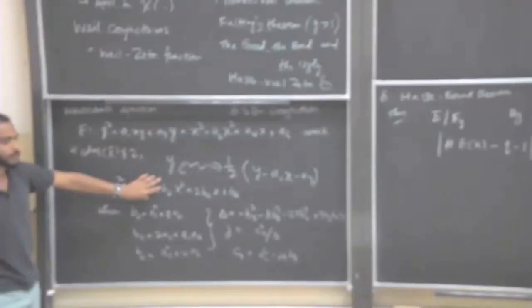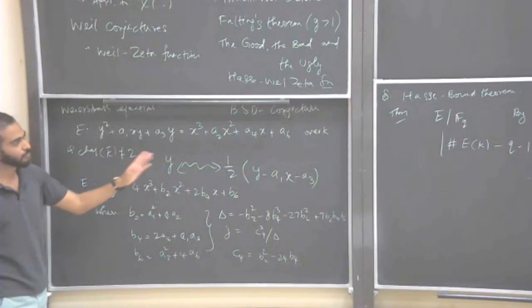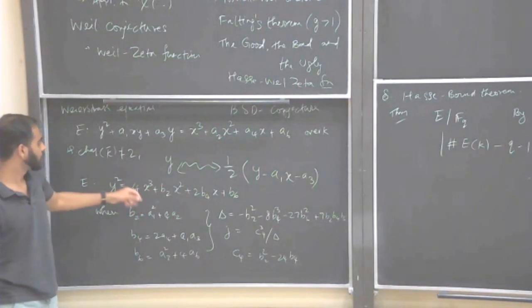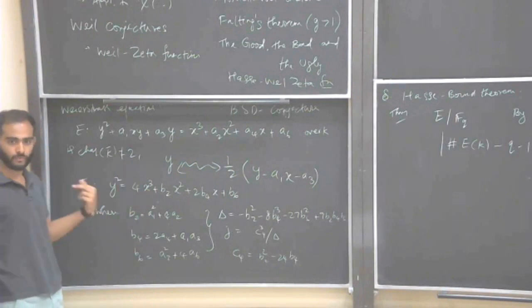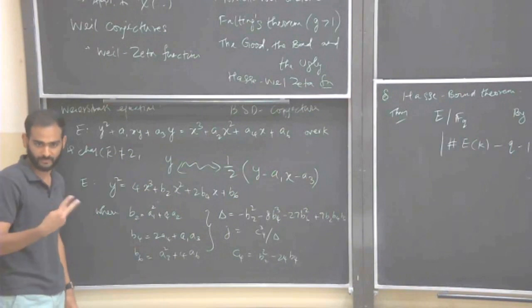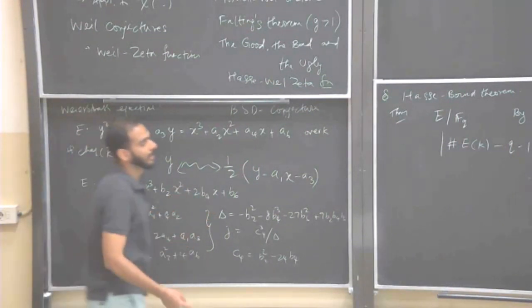Which means that for each value x, you get at most two values of y. For example, there are only q points in the field, so each x gives at most 2 points for y. So you can have at most 2q points, and 2q plus 1 because you have the point at infinity.